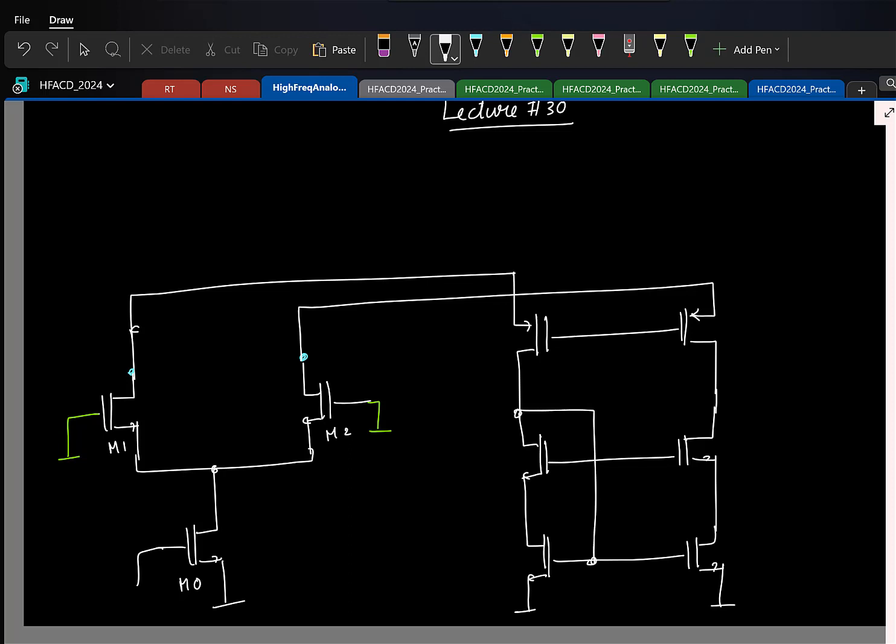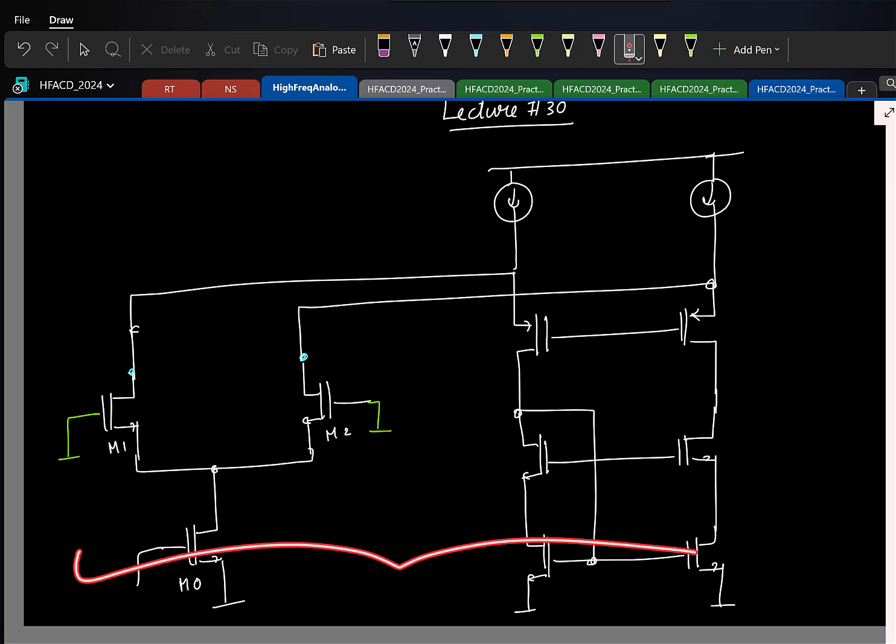Hopefully it's not new. Of course I need current sources here to bias it, right? So let us say now we have ideal current sources. For starters, let's assume the current sources are ideal. Then what can you say about the input referred noise here? Which devices do you think will contribute? Let me label it quickly: M1, M2, M3, M4. Let me follow the same thing I did last time.